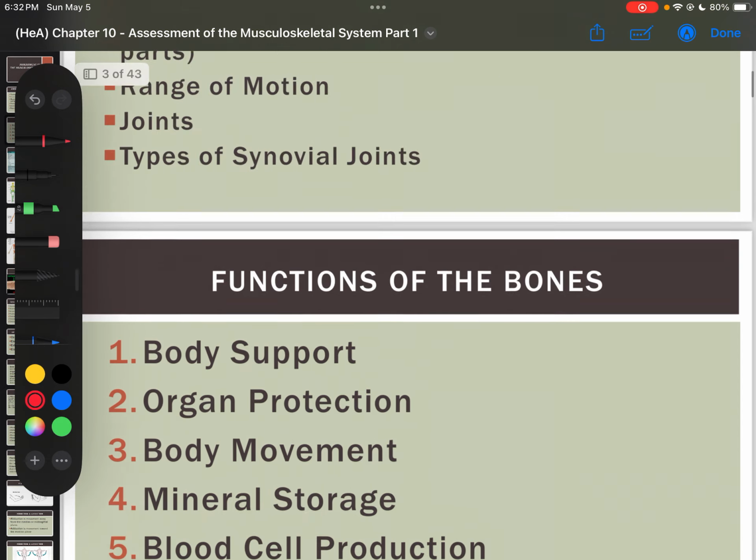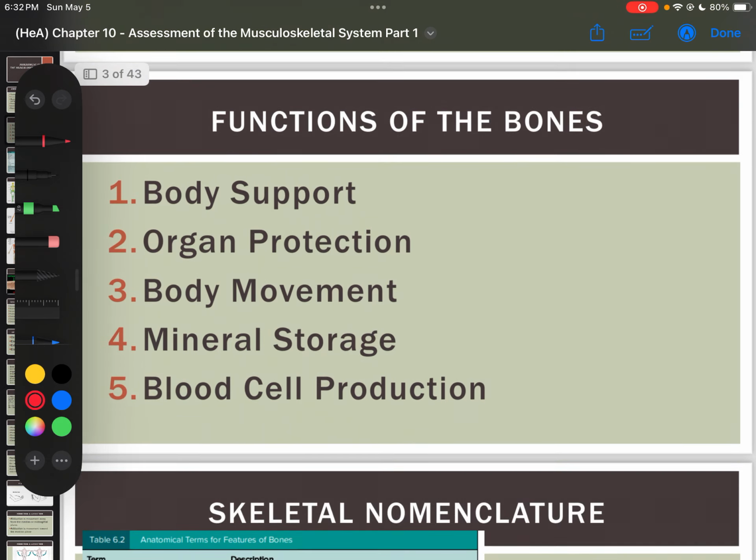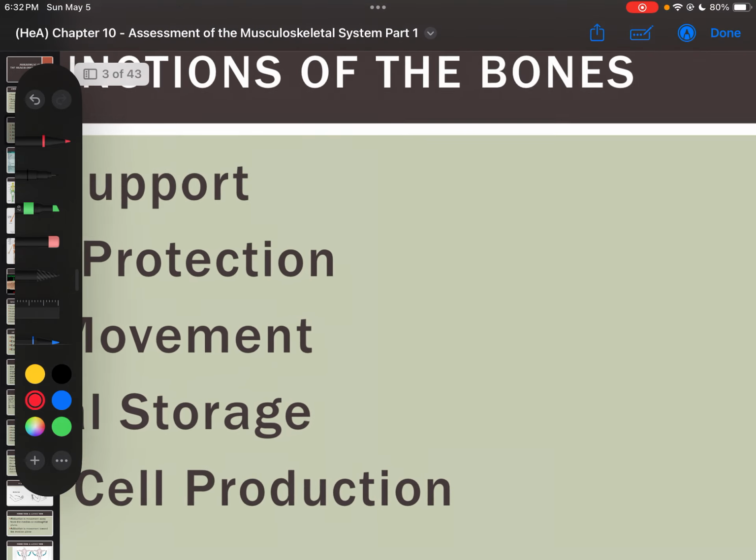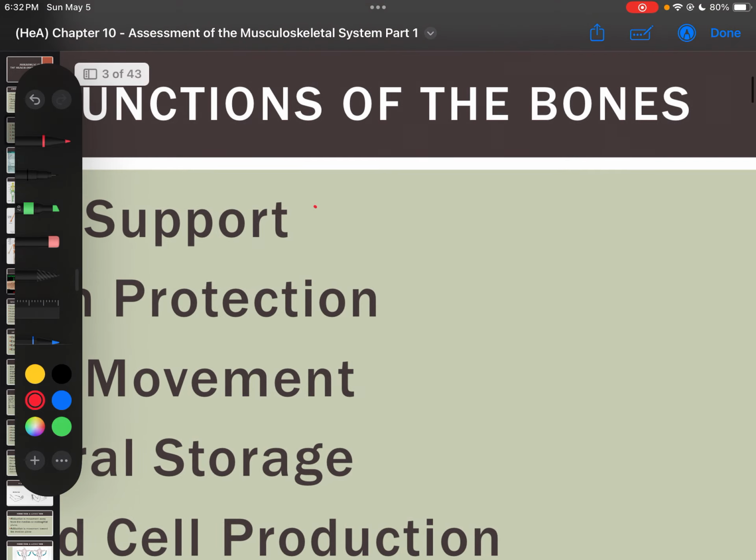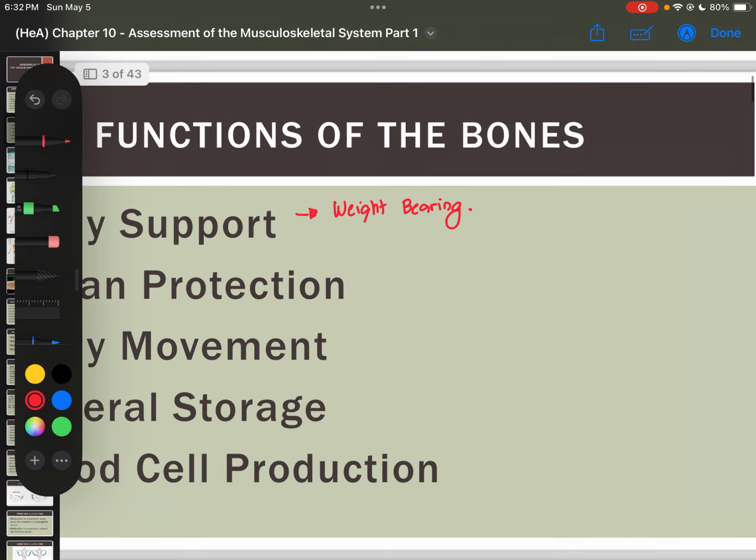Now the first function of the bones is obviously body support. Rigid, strong bone is well suited for weight bearing. Meaning to say, our bones act as the internal structure that carries most of our weight.